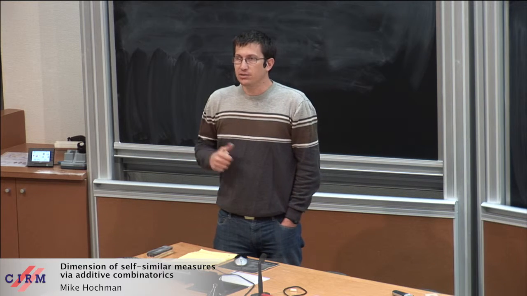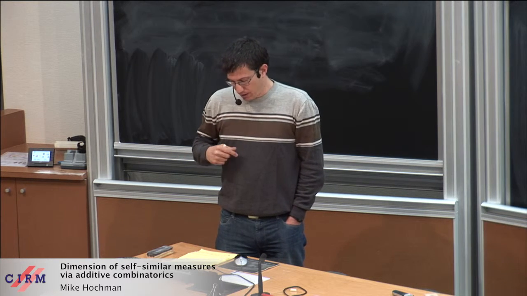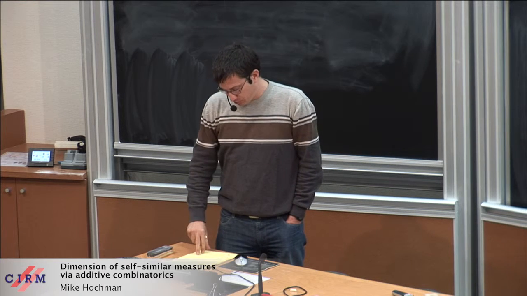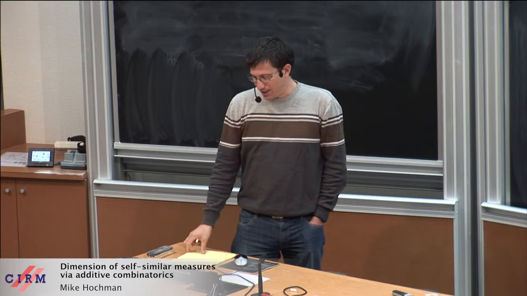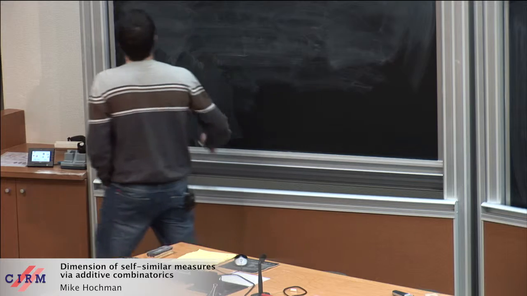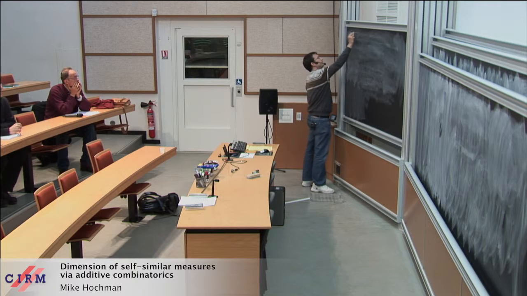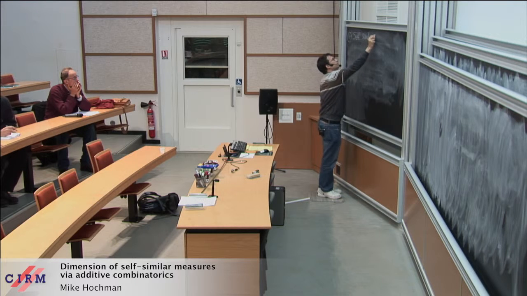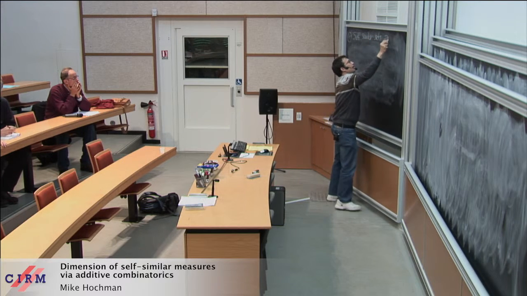One of the main ingredients in the proof is to use ideas from additive combinatorics. And so I'll try to devote some time to that. And then if there's any time at the end, I'll talk about the higher dimensional case. But the first part of the talk is going to be just on the line. So self-similar sets on the line.